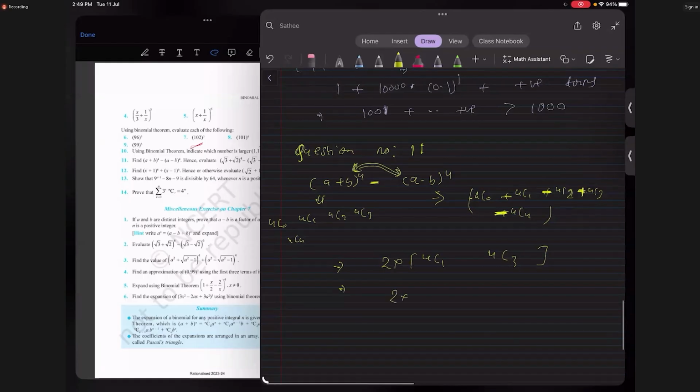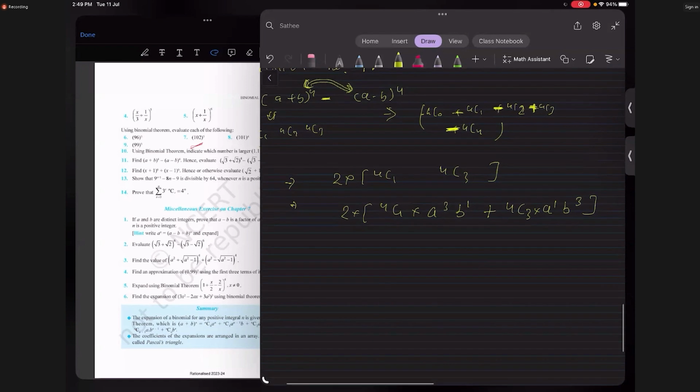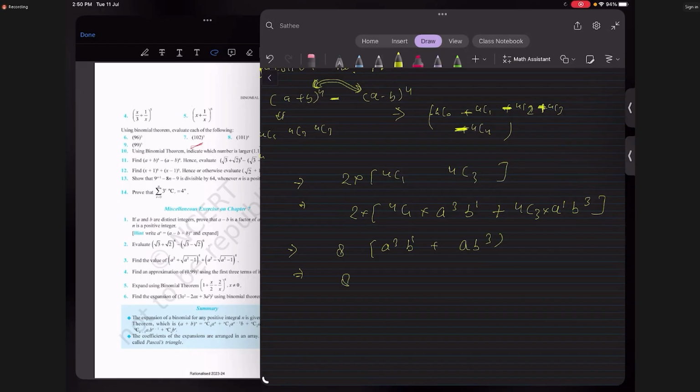So the answer would be 2 times 4C1 into a to the power 3 into b to the power 1, plus 4C3 into a to the power 1 into b to the power 3. We observe that 4C1 is 4, so 8 times (a cube b plus a b cube). So this would be 8 times ab (a square plus b square).